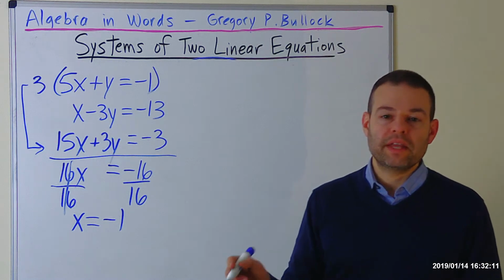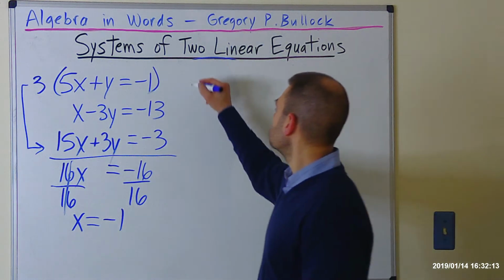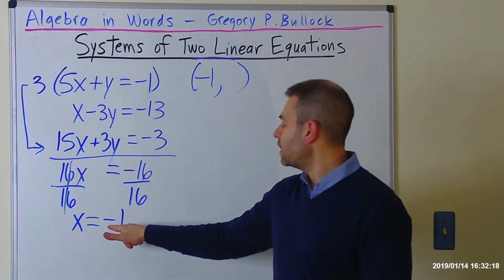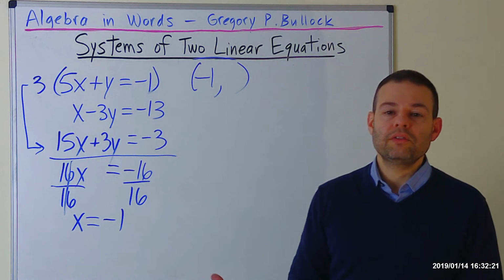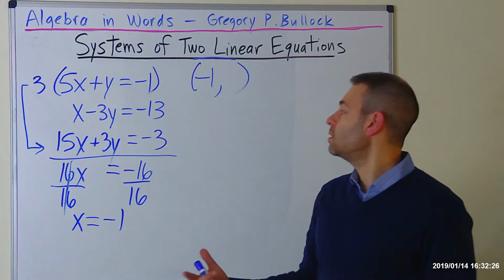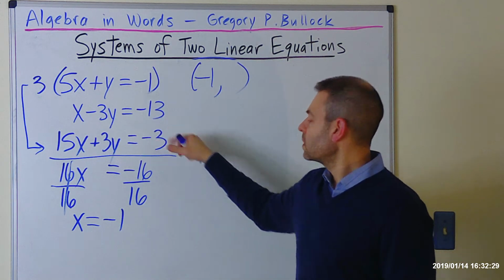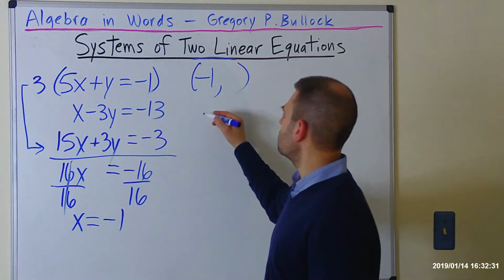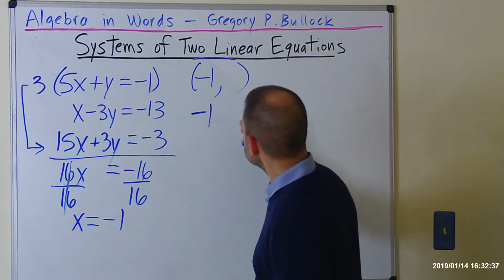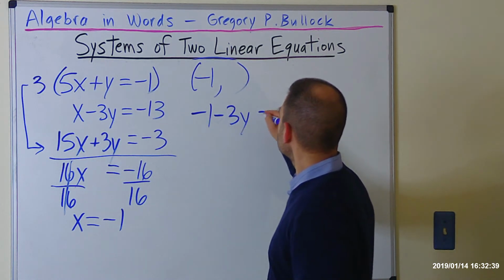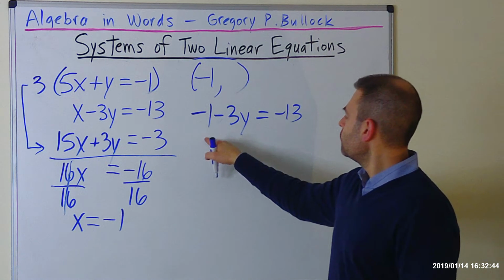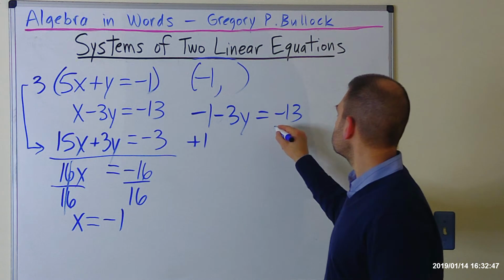And let's put the negative 1 in for x into our point. Now we want to solve for y. We're going to take negative 1 and substitute it into either of the original equations. Again, try to use the easiest. There's not really a right or wrong answer. I'm going to choose this one this time. So in negative 1 in for x is going to be negative 1 plus negative 3y equals negative 13. Let's move the 1 to the other side by adding 1 to both sides.